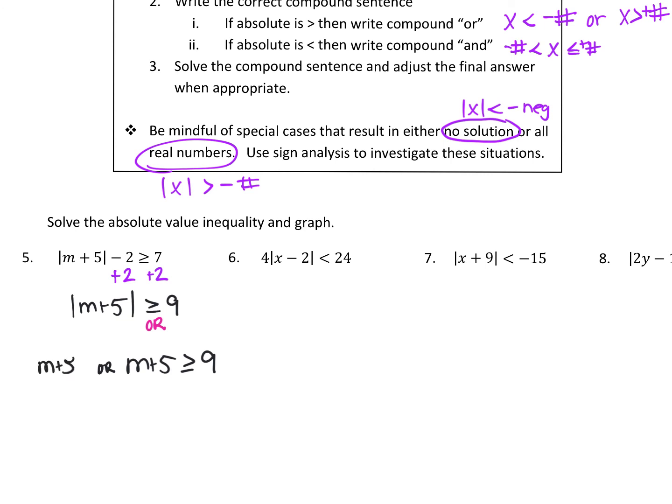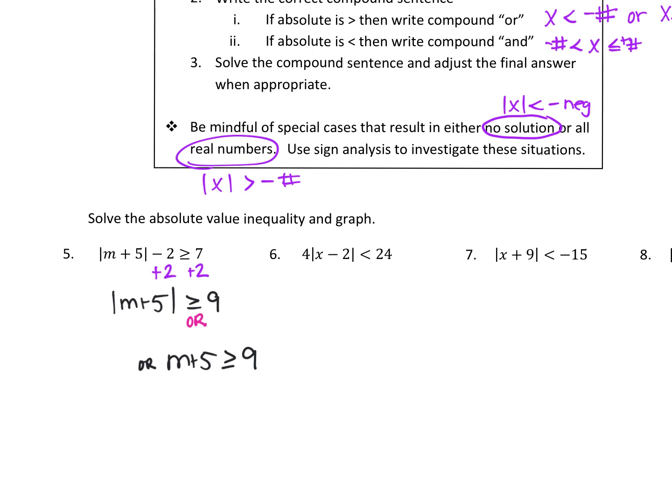m plus 5, what's the sign for the negative? Less than or equal to negative 9. Because to be more than 9 away, I have to be greater than positive 9 or less than negative 9, right? So you need to be thinking about it in terms of that number line and what it means. So the less than the negative, greater than the positive for the ors. And then solve.